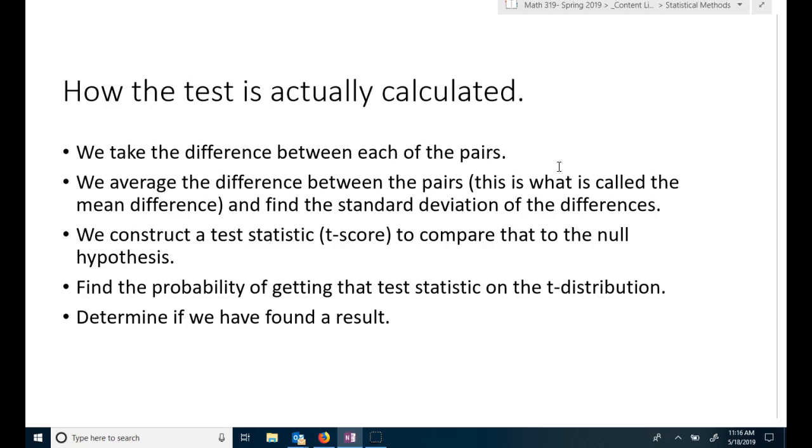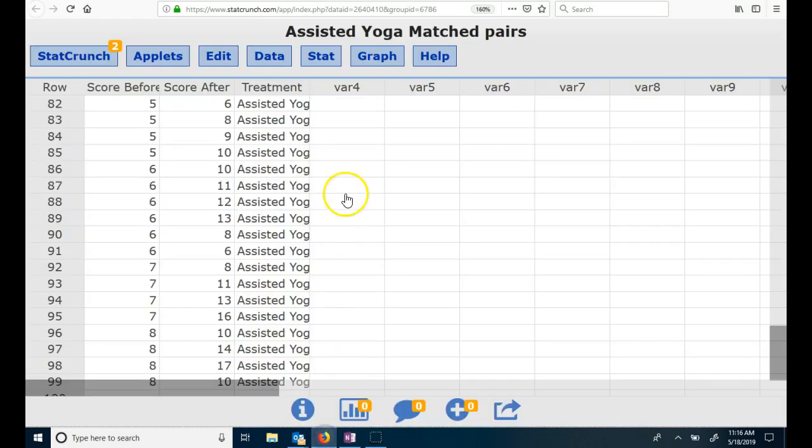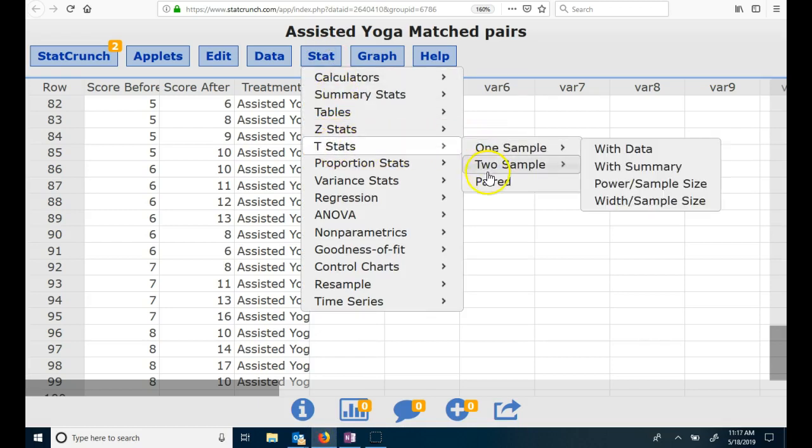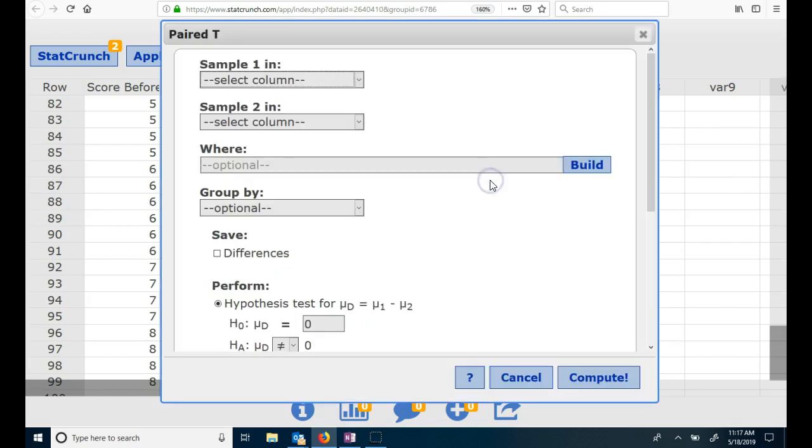And then that helps us to determine if we're going to find a result. Okay, so I'm going to go in here and show you what that looks like. We'll click on stat. This one is a t-stat, matched pairs, and you'll see it's under what we call paired. So my column 1, my group 1, is going to be my score after, okay?